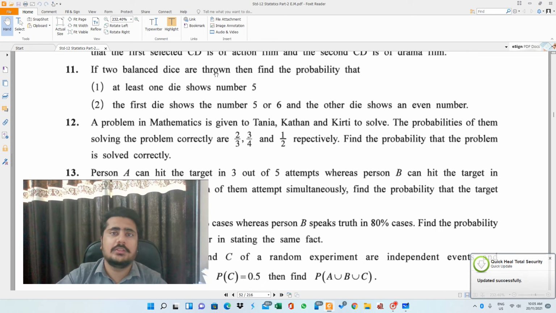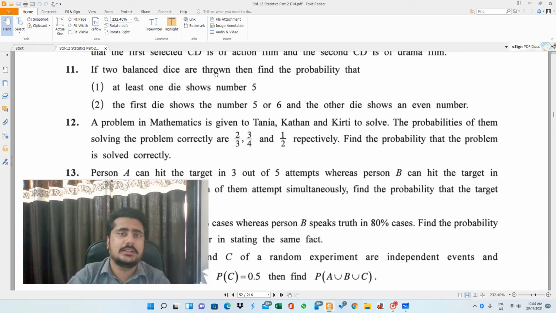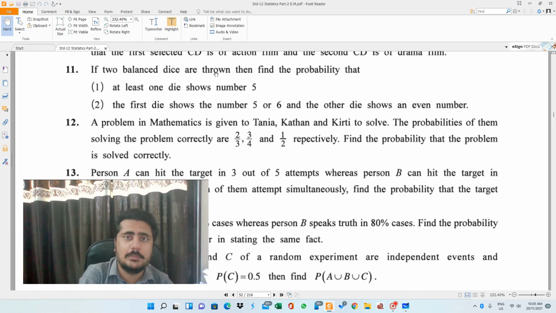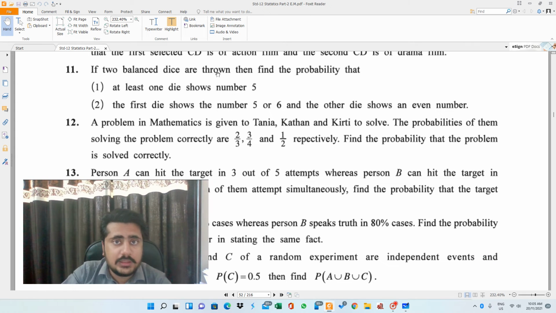My name is Yugesh and we are doing Standard 12 Statistics Part 2, Chapter number 1 Probability. This is my 21st lecture for this chapter.